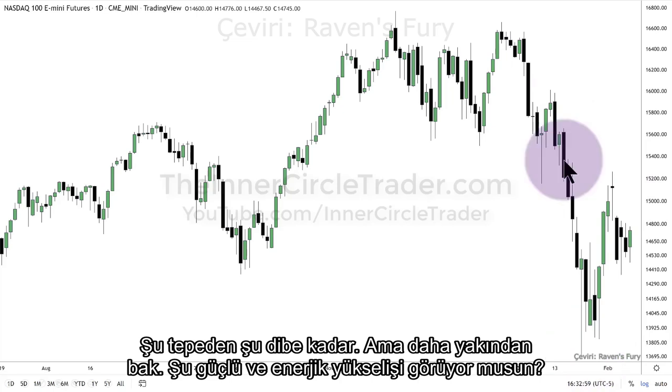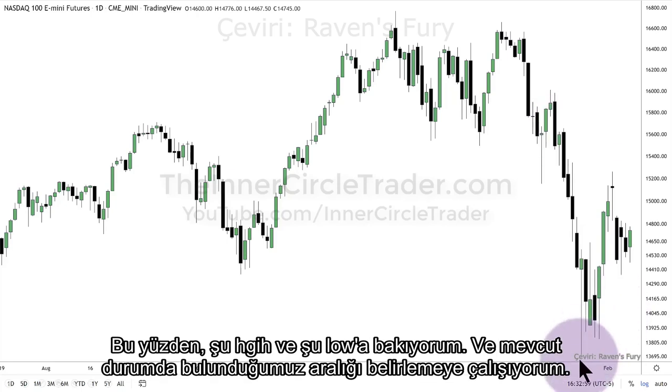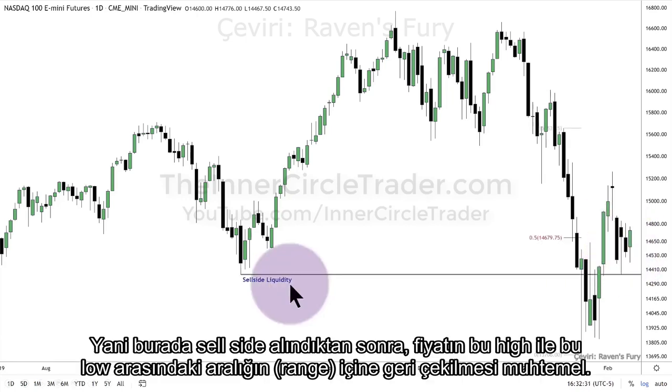But look closer. See how we have this nice energetic run? Look how many down closed candles we have here. 1, 2, 3, 4. A lot of movement there. So I'm looking at this high and this low, and I'm trying to get a range for where we are at present. So once the sell side was taken out here, it's likely to retrace back inside the range of this high and this low. We've seen it come all the way back up.